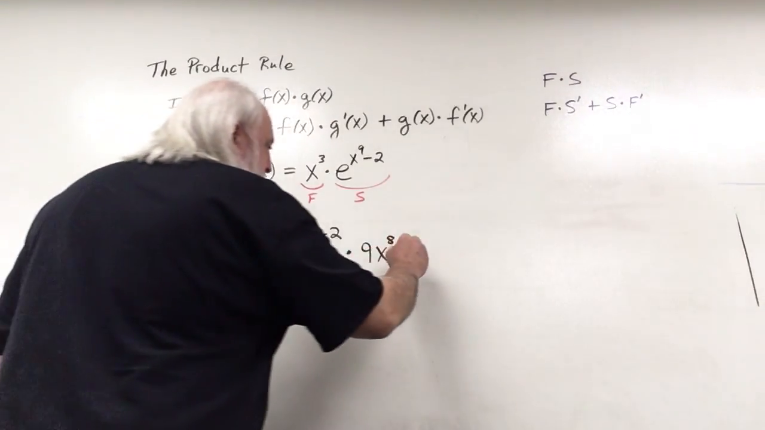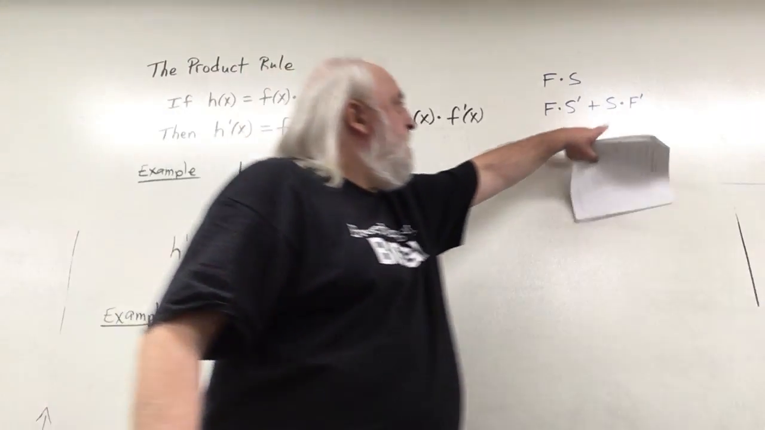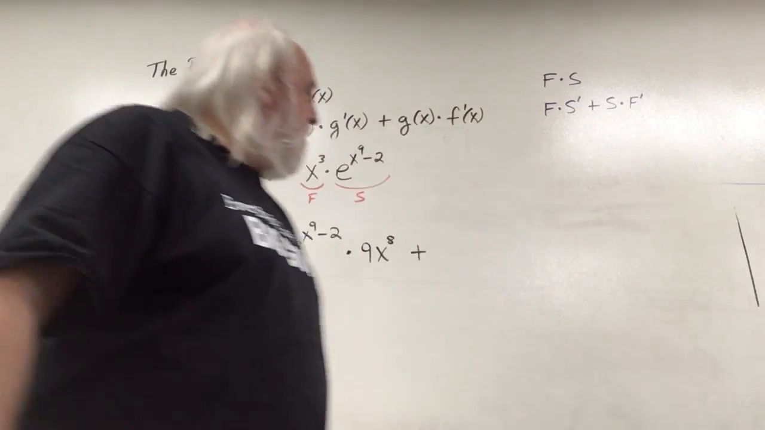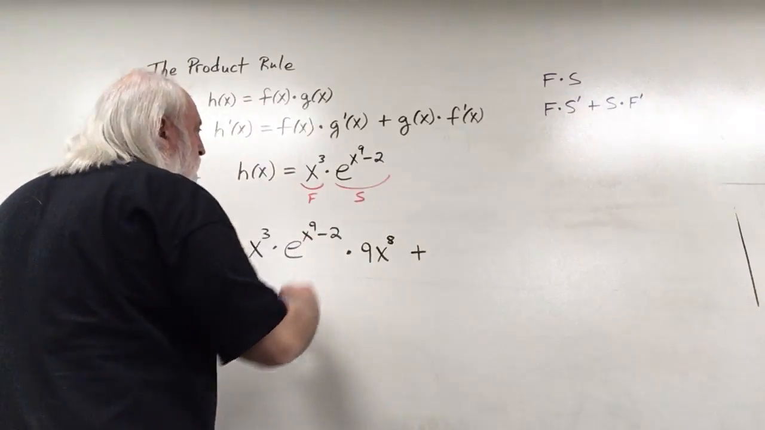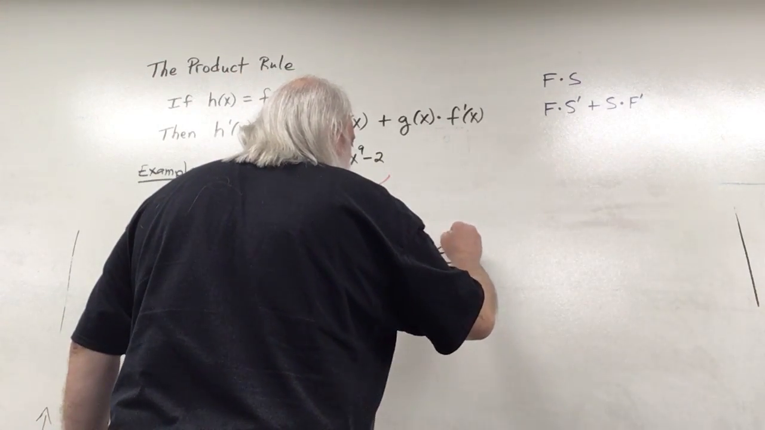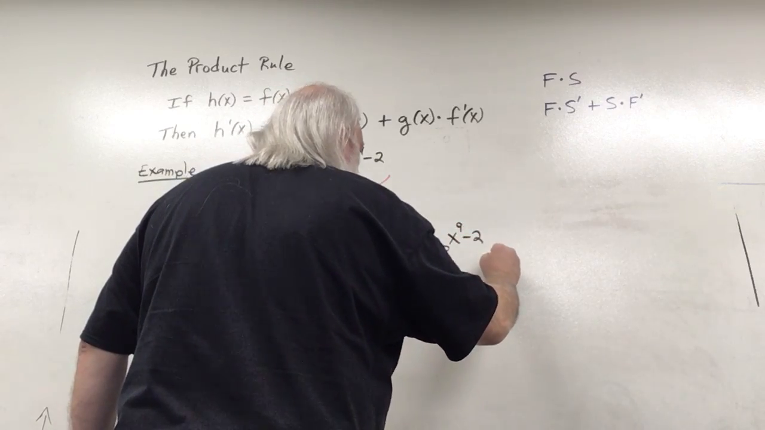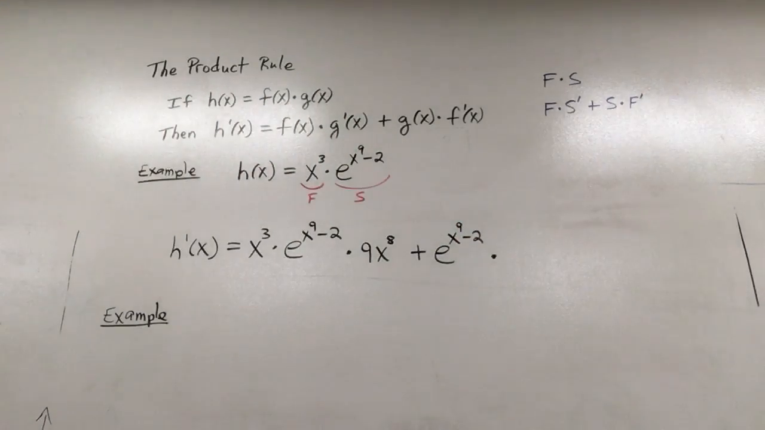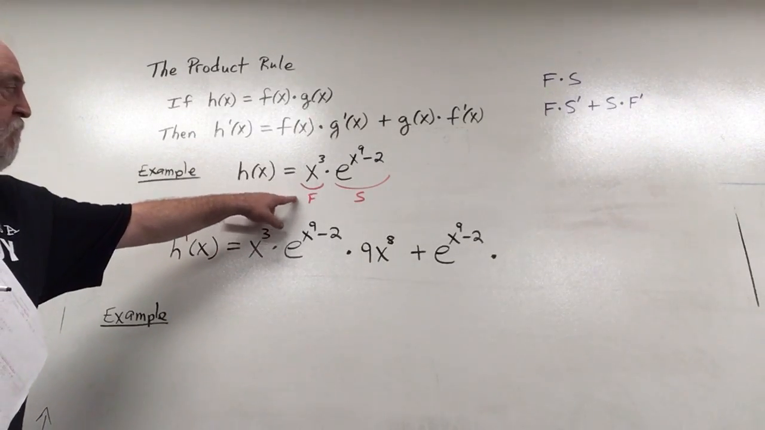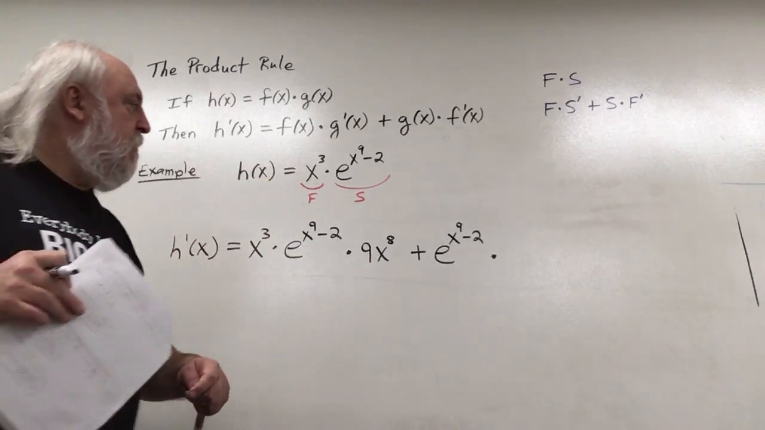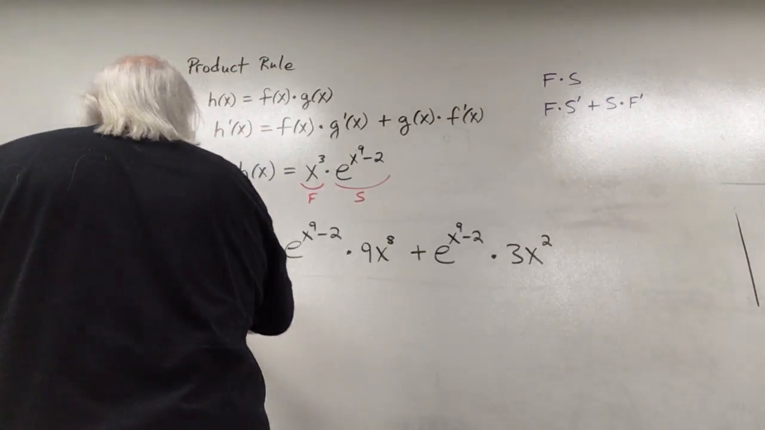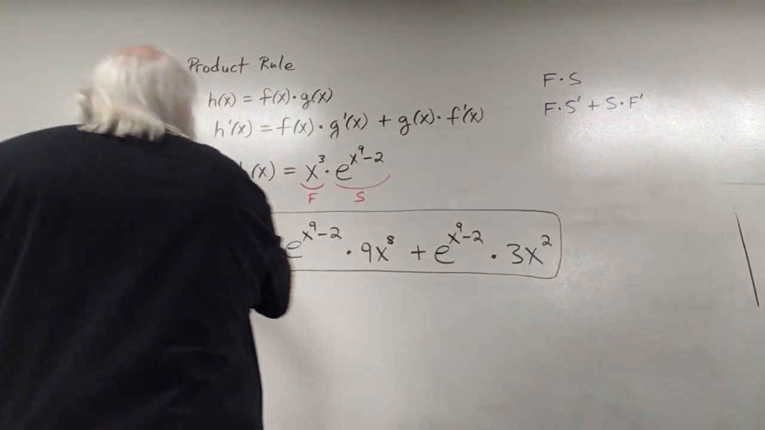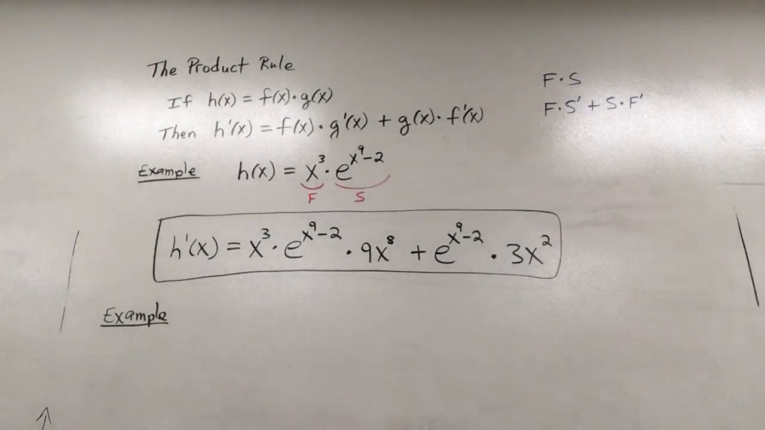Now we have to add to that the second function times the derivative of the first function. Well, the second function is e raised to the x to the 9th minus 2 power, and then we multiply that by the derivative of the first function. First function's x cubed, and the derivative of x cubed is 3x squared by the power rule. And we're done. First times the derivative of the second, plus the second times the derivative of the first.